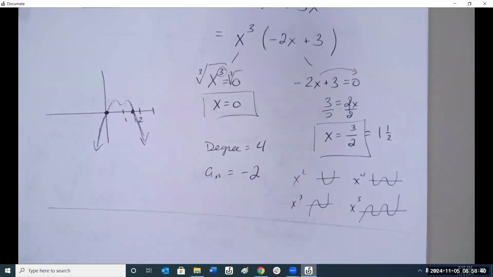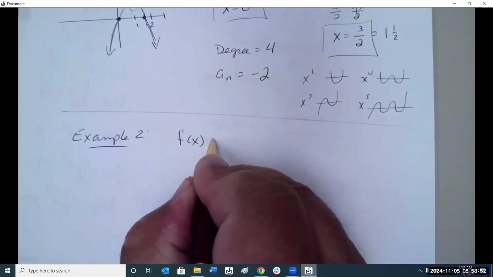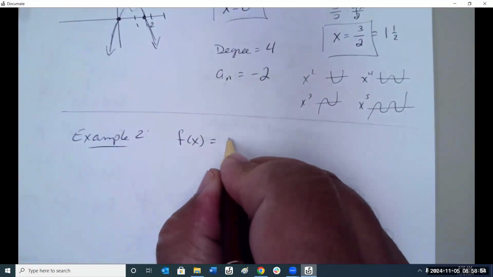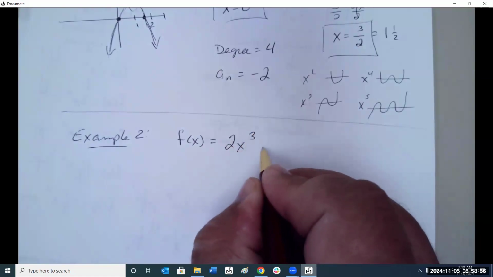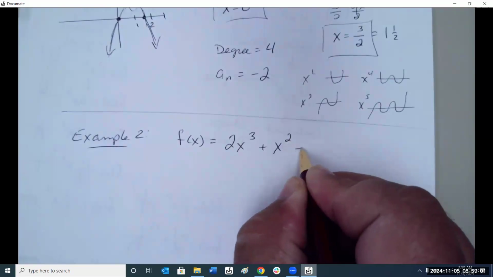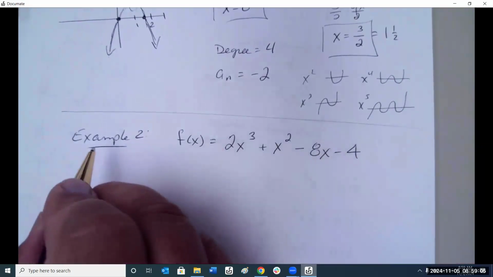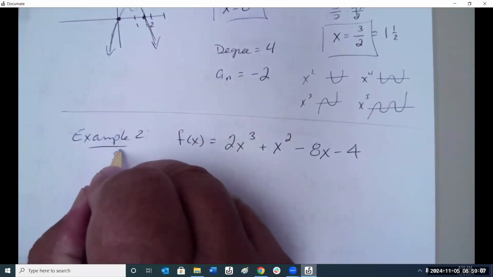Let's see, next question. There it is. f of x equals 2x cubed plus x squared minus 8x minus 4. Sketch this one.